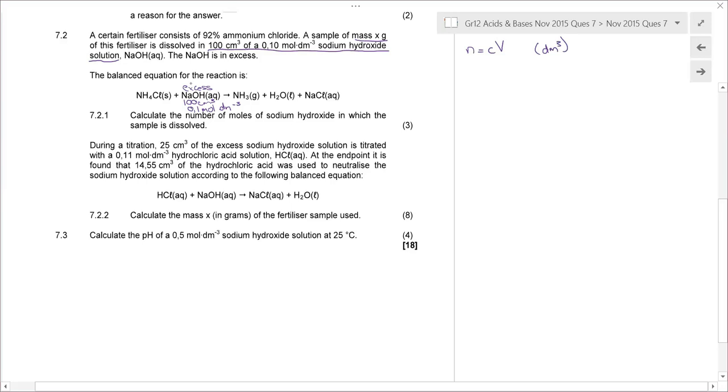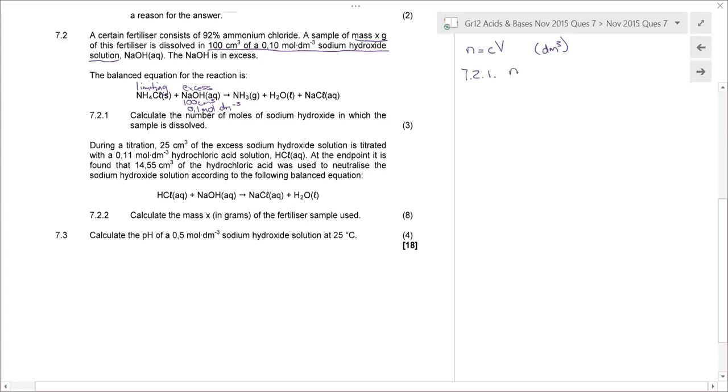So I can find the total moles of sodium hydroxide that I started off with. Remember, it's in excess, so not all of it will react in this reaction, but all of the ammonium chloride is going to react. So I'm going to write here limiting. This is your limiting reagent. Sodium hydroxide is in excess. Calculate the number of moles of sodium hydroxide in which the sample is dissolved. So that is your first question, 7.2.1.